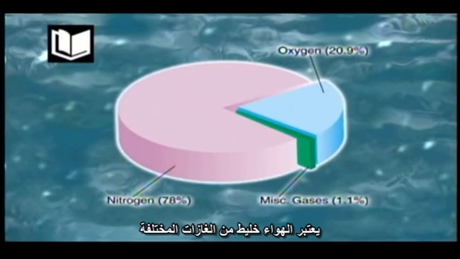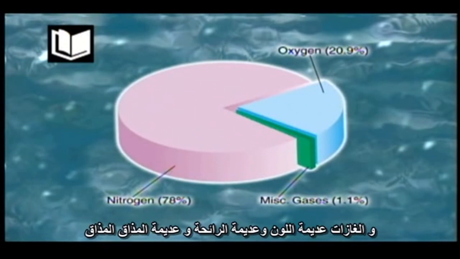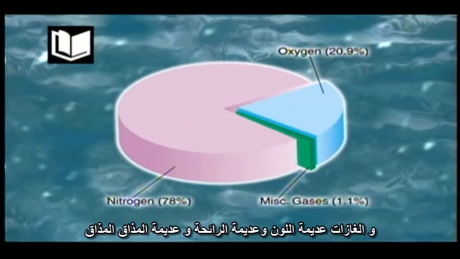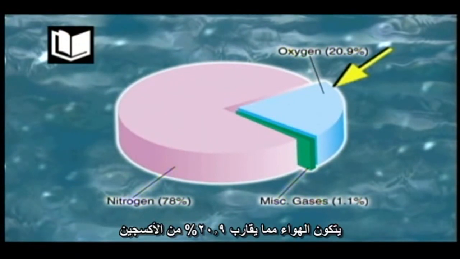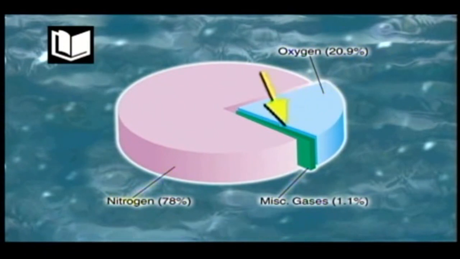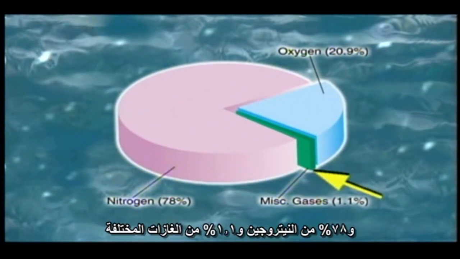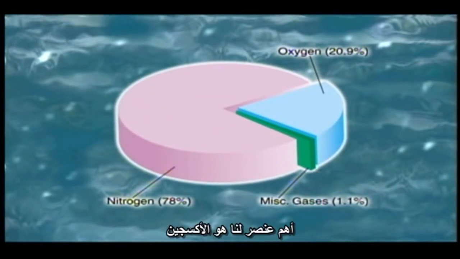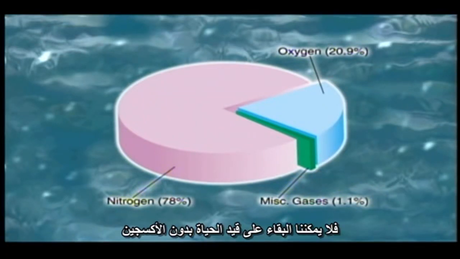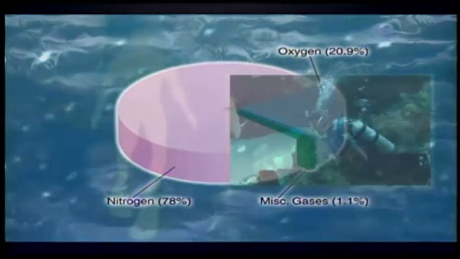Air is a mixture of different gases. The gases are colorless, odorless, and tasteless. Air is composed of approximately 20.9% oxygen, 78% nitrogen, and 1.1% of miscellaneous gases. The most important component of air to us is oxygen. We cannot survive without oxygen.